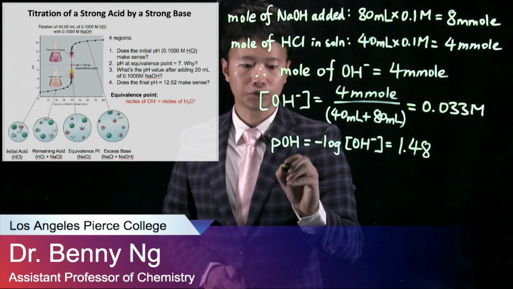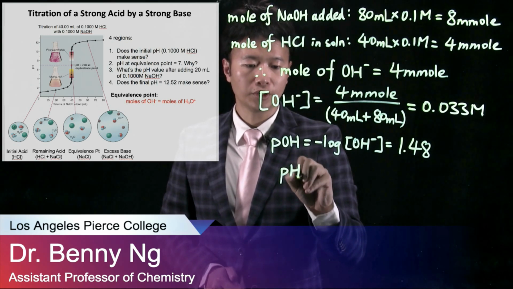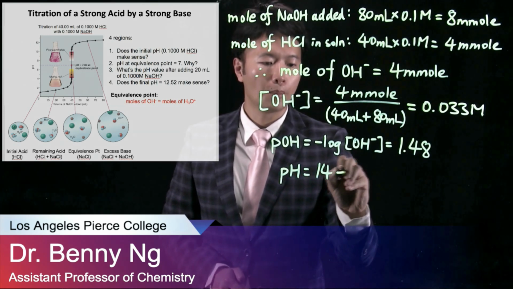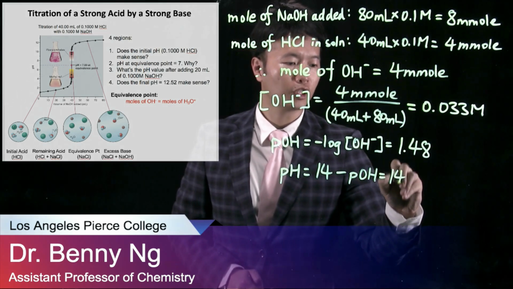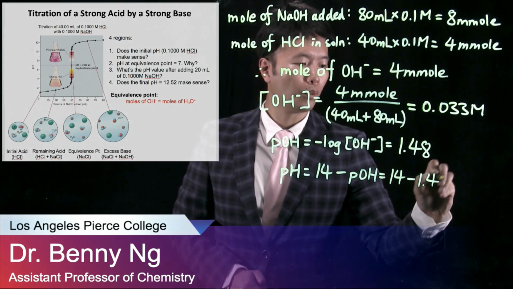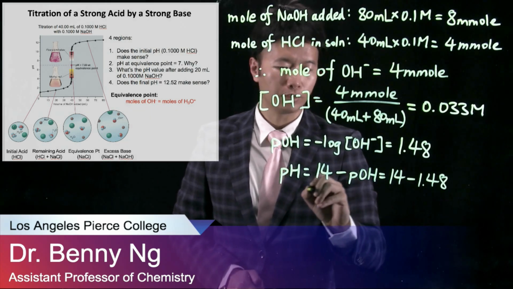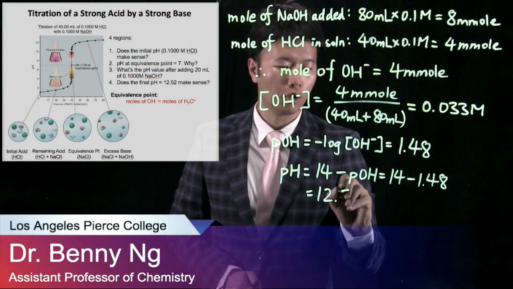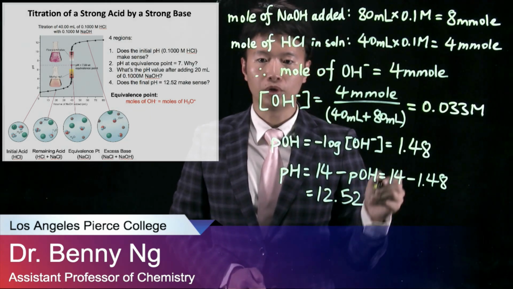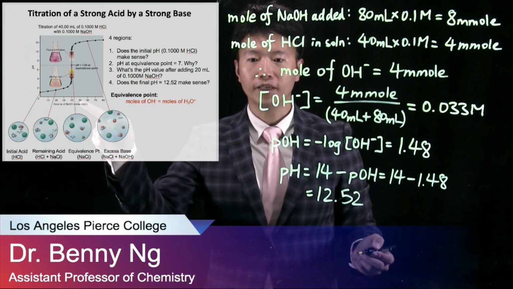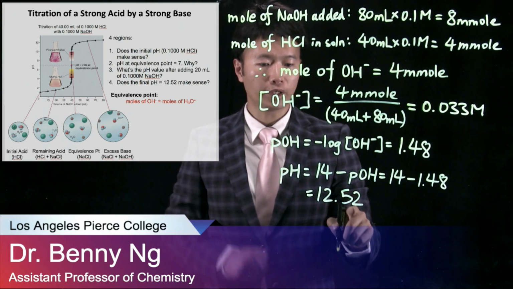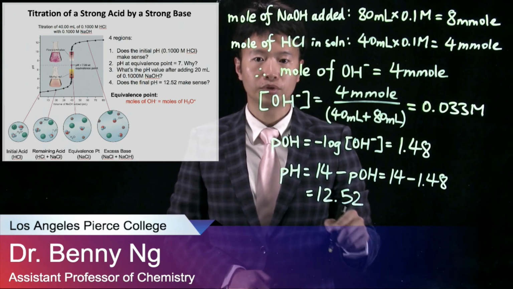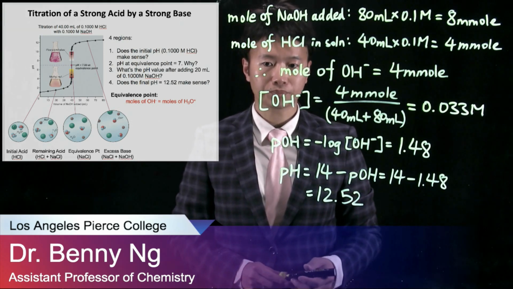That's another relationship we learned, that pH equal to 14 minus pOH. That means we have 14 minus 1.48. That will equal to 12.52. So it makes sense that if we add 80 ml of 0.1 molar NaOH, our pH value will be 12.52. So that answers the last question.